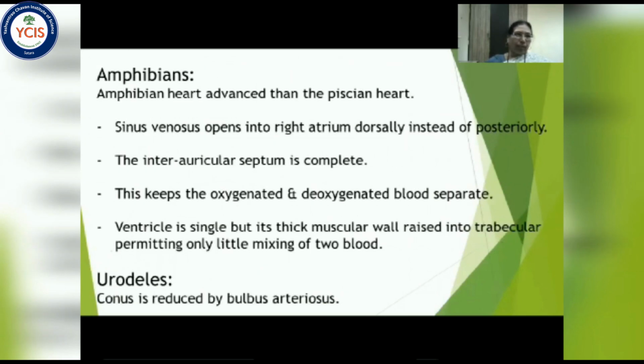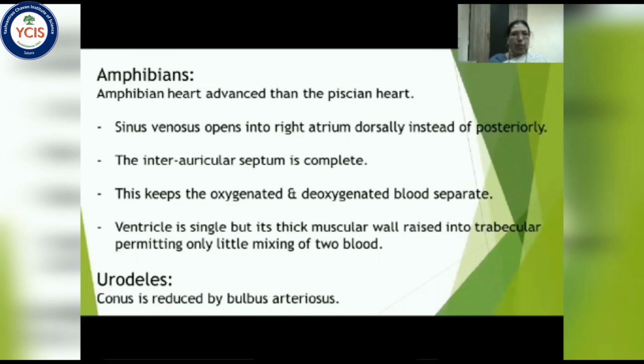Then amphibians. In amphibians, the heart is more advanced than the piscine heart. The sinus venosus opens into the right atrium dorsally instead of posteriorly. The interauricular septum is complete, and this keeps the oxygenated and deoxygenated blood separate.